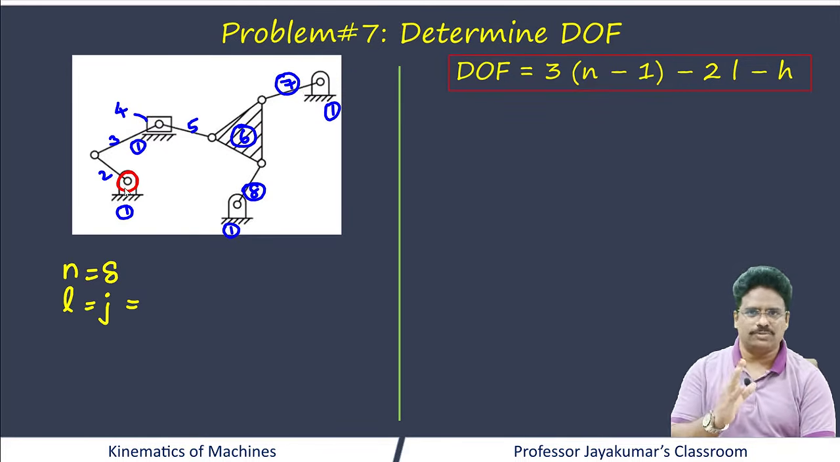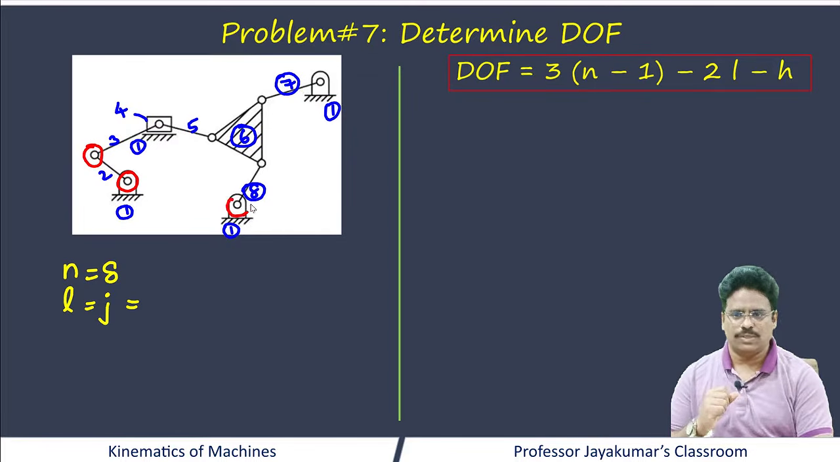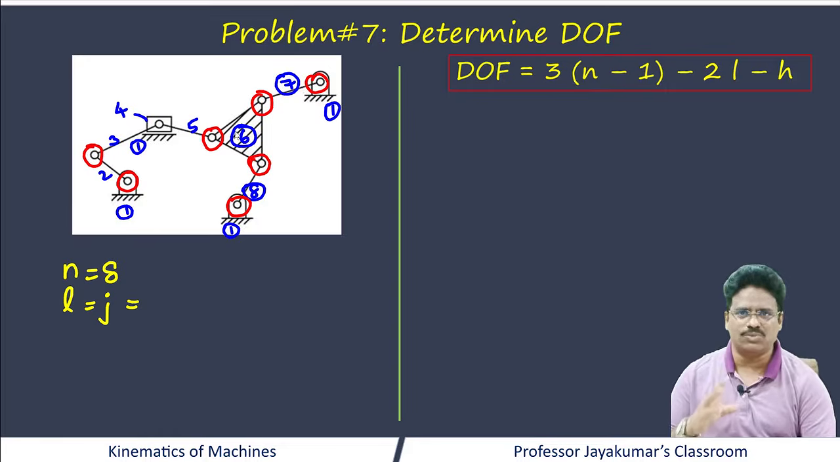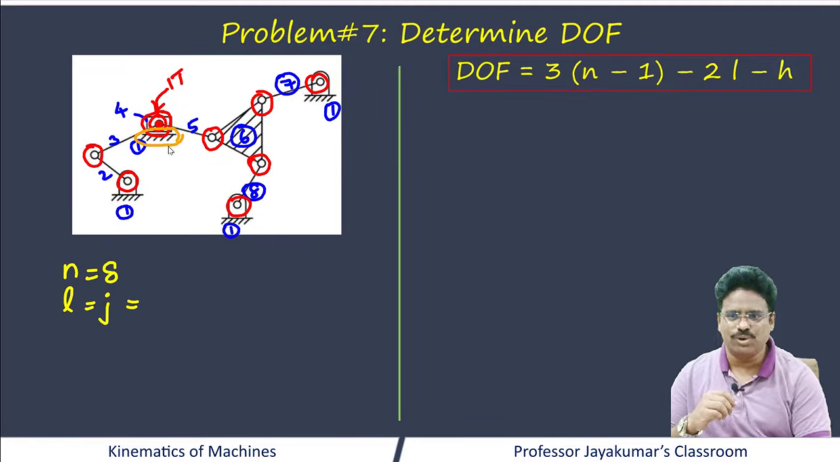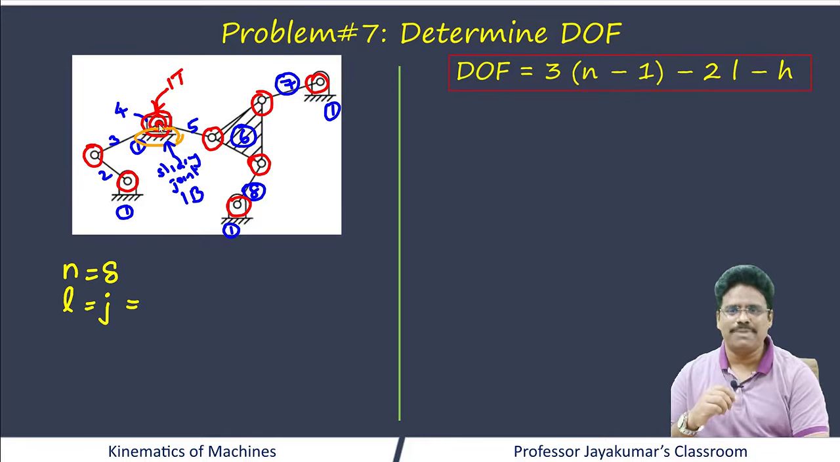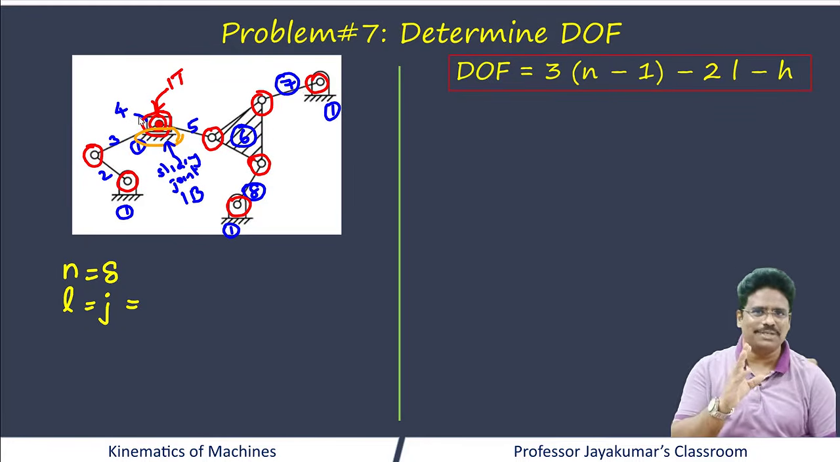Now here we have one binary, one binary, one binary, one binary here, one binary there, one binary, one binary. This place is where we have to be careful. How many links are joined at this point? We have link 3, link 4 and link 5. That joint is one ternary joint. Very interesting. In addition to that, link 1 and 4 form a sliding joint. So that means we have one binary. So that place is very crucial where we have one ternary as well as one binary.